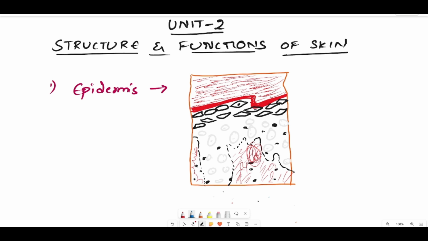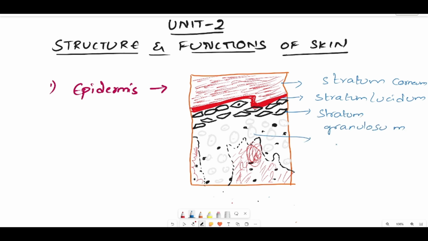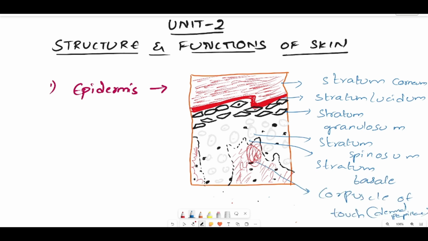So the epidermis layer is subdivided into layers. This layer we call the stratum corneum. This layer is called the stratum lucidum, and this layer is called the stratum granulosum. This layer is called the stratum spinosum, and this layer is called the stratum basale. So the epidermis is further divided into these layers.